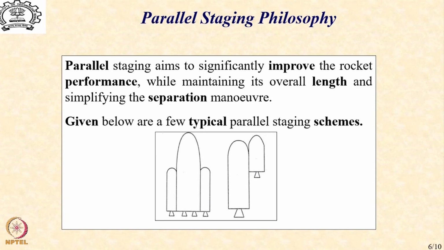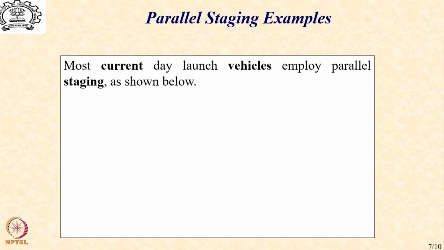But in parallel staging, it is possible for you to continue to run the parallel stage while the next stage can be ignited, so that you can avoid the zone of no propulsion, which is the basic benefit. And there are many examples that the current day launch vehicles provide for parallel staging, as shown in the schematics below.